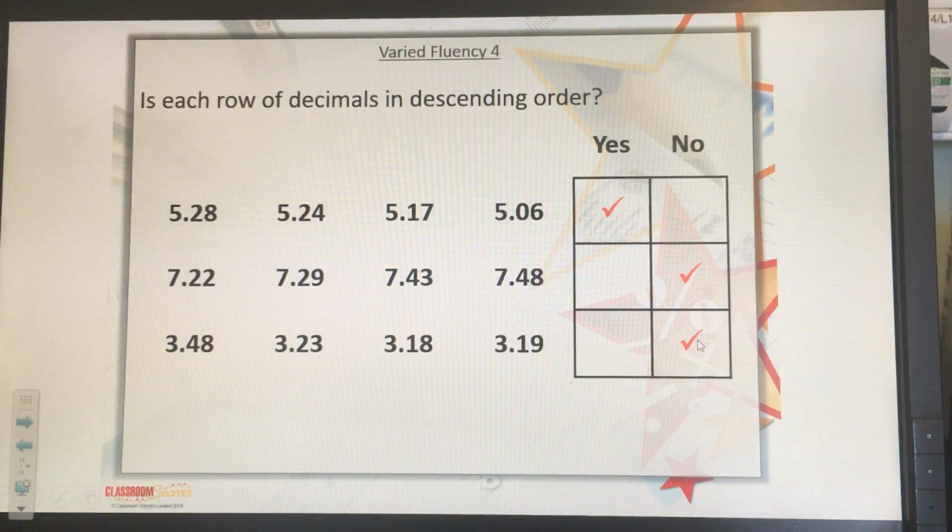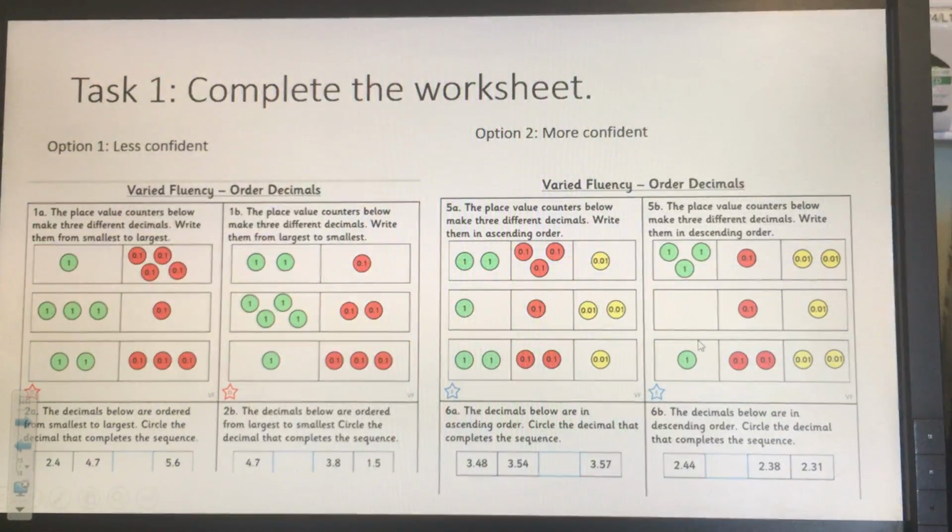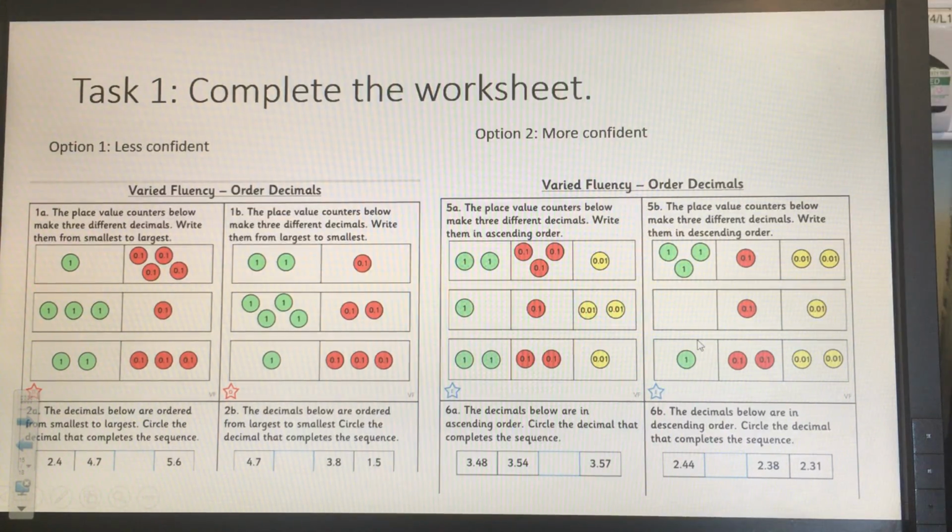Here we go. Now, your task today is to complete the worksheet. There are two options. The first one is if you're feeling less confident, and the second one is if you're feeling more confident. They both have the same questions, just like we've been through on this video.